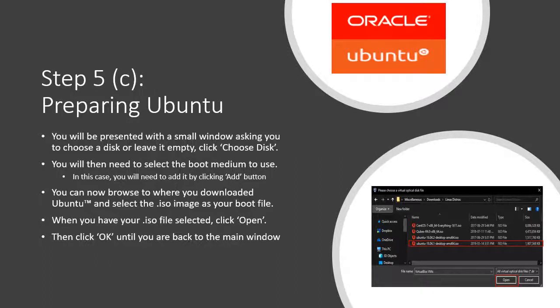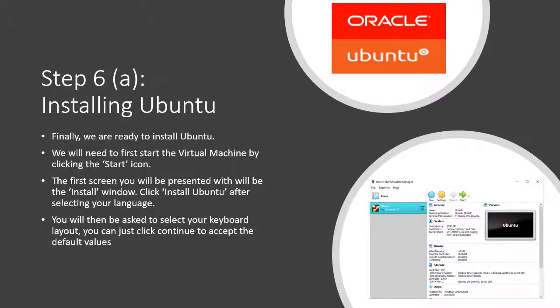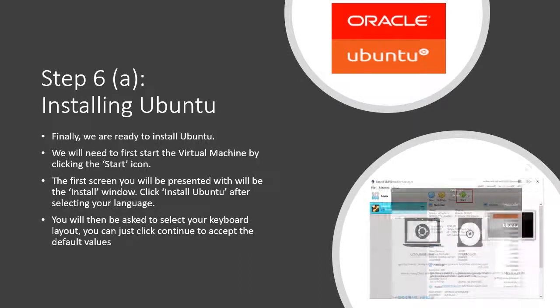From here we'll get a menu of available bootable mediums. It should be empty if this is your first time, so in the top left click on the button that says add. From here you just browse on your computer to where you downloaded the Ubuntu ISO file and then click open, and then go ahead and click OK until you're back at the main menu window. Now that we've finished with the settings, we're ready to install Ubuntu. Go ahead and click the green arrow at the top right that says start.